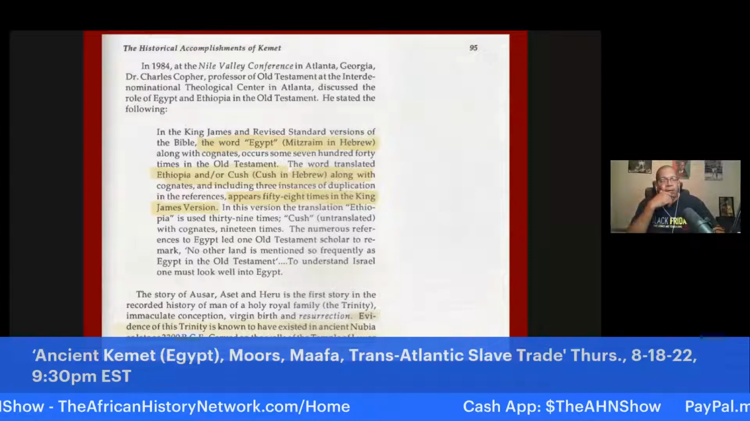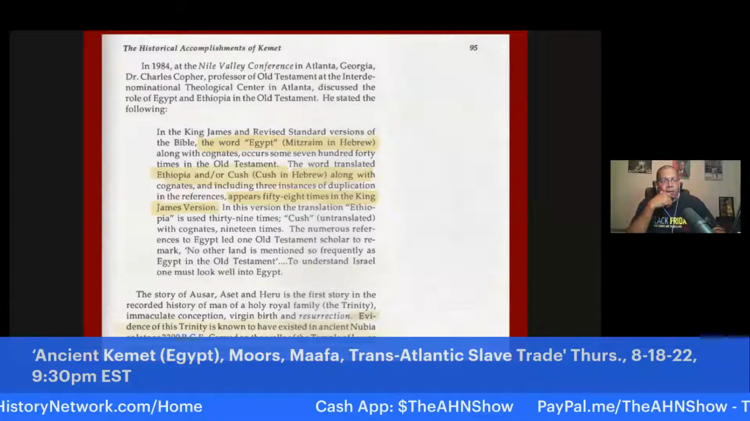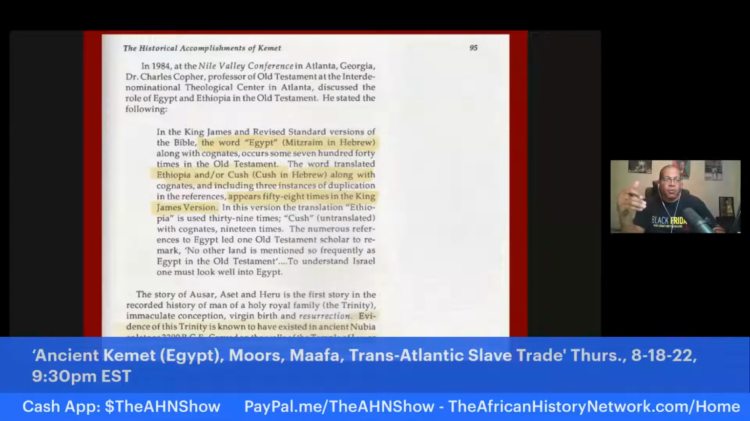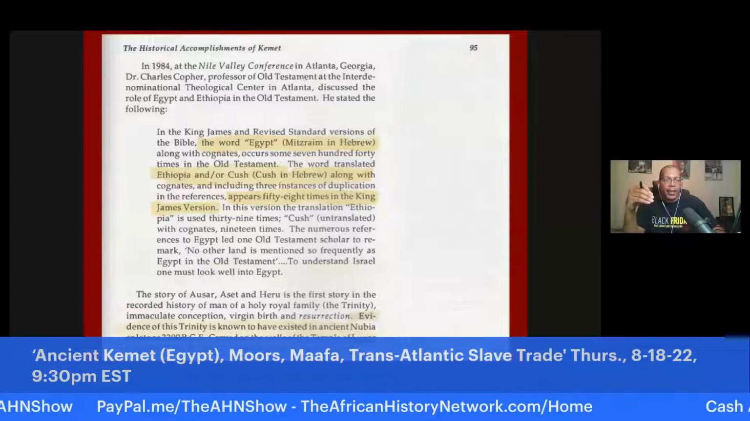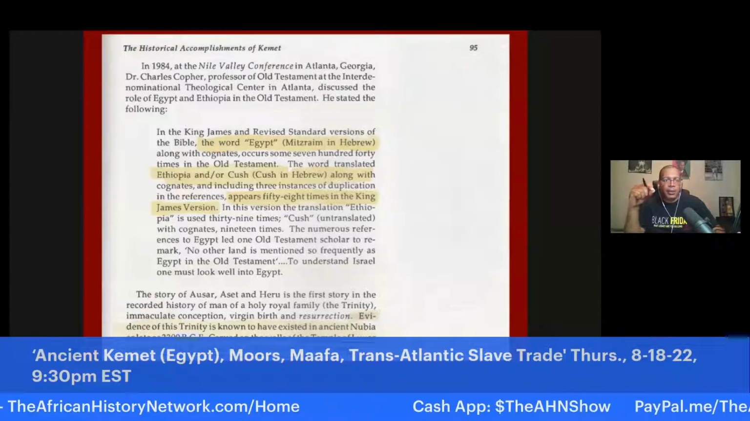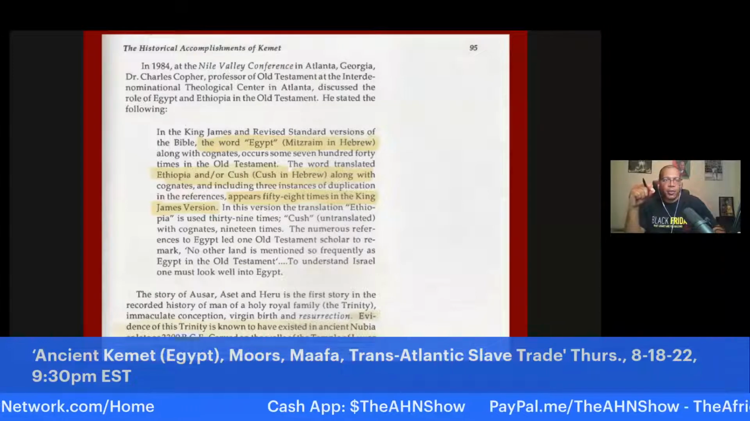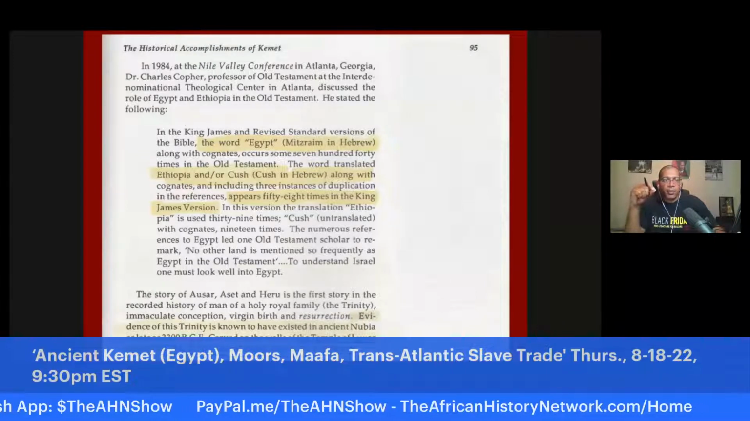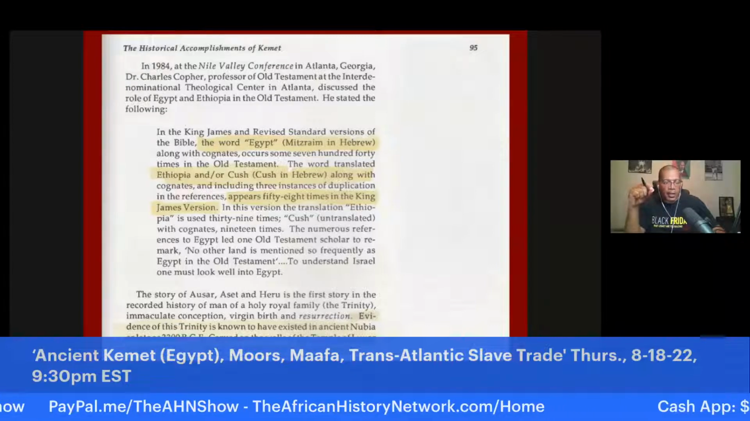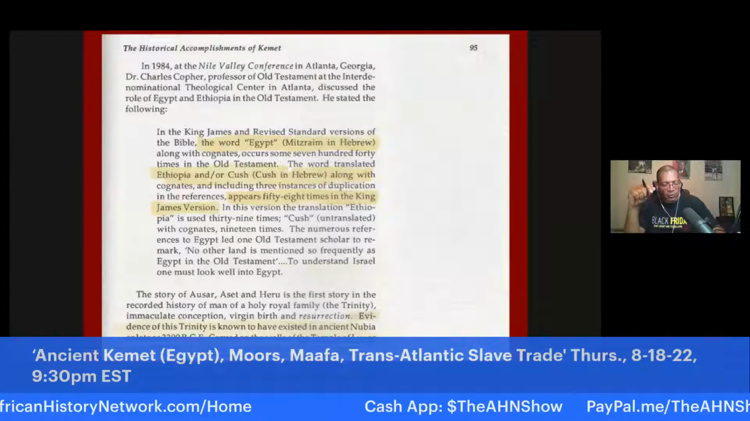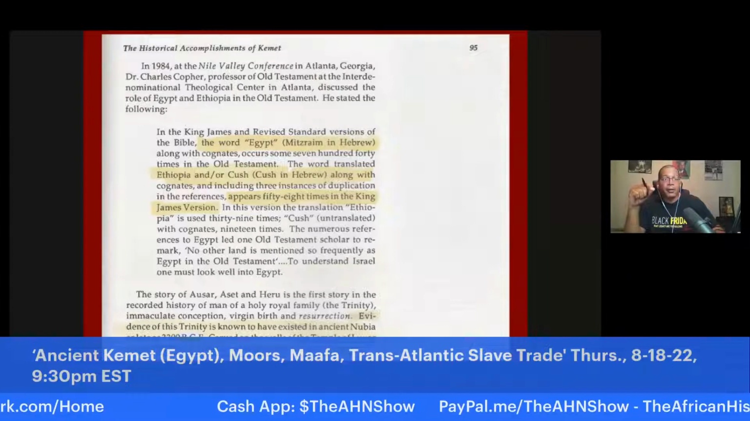On page 95 of Nile Valley Contributions to Civilization, Tony Browder says, the story of Asar, Aset, and Heru is the first story in the recorded history of man of a holy royal family, the Trinity, Immaculate Conception, Virgin Birth, and Resurrection. Evidence of this Trinity is known to have existed in ancient Nubia as late as 3300 BCE, before the Common Era.